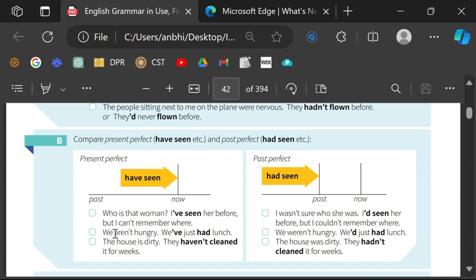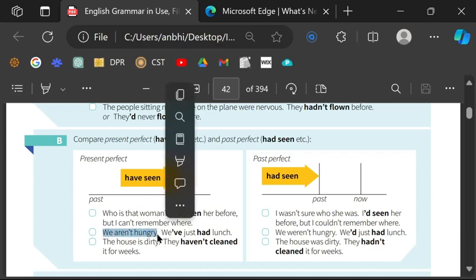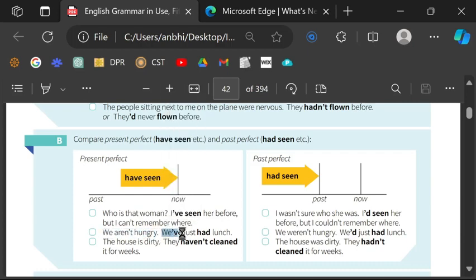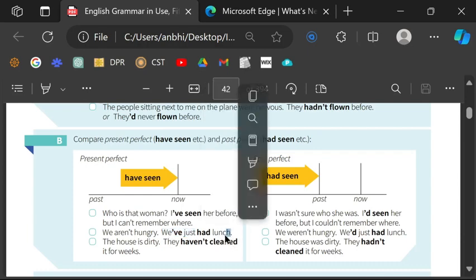Okay? Here, we are not hungry. We aren't hungry. We have just had lunch. We have had, you see, present perfect, because it's something that happens before the present. We have just had lunch. We are not hungry. This is present simple, you see. Something that happened before the present simple, we use present perfect, you see.